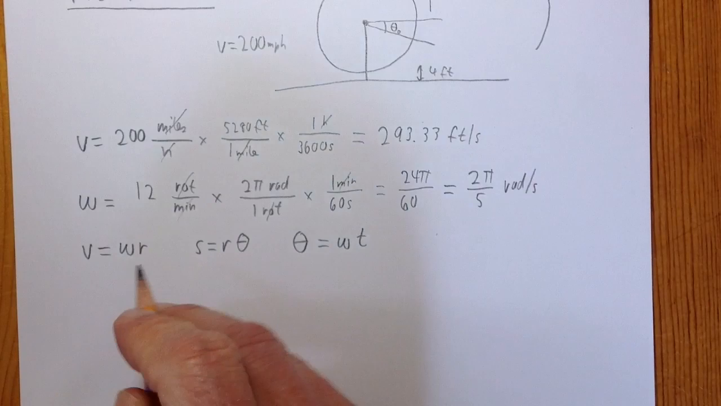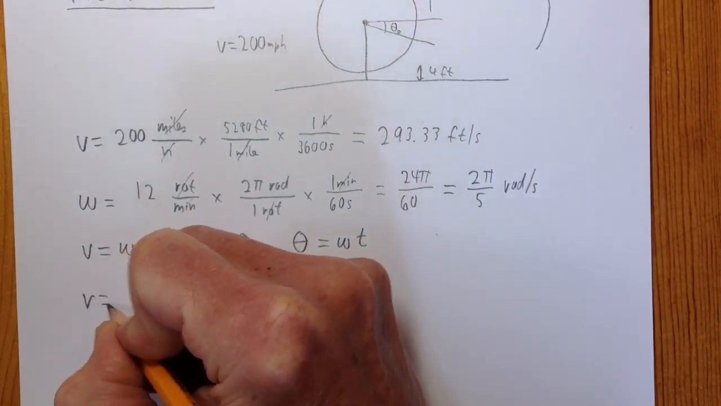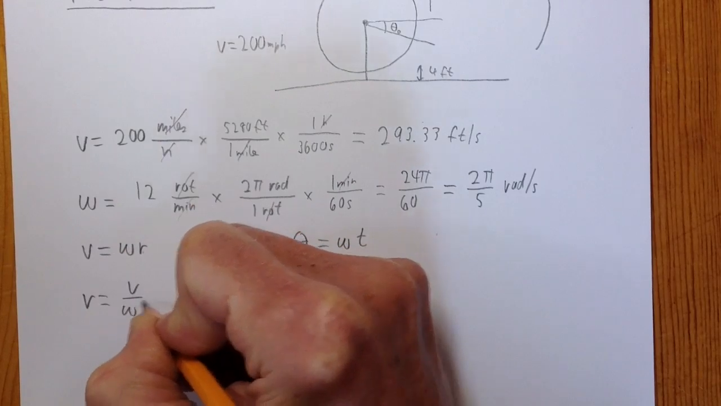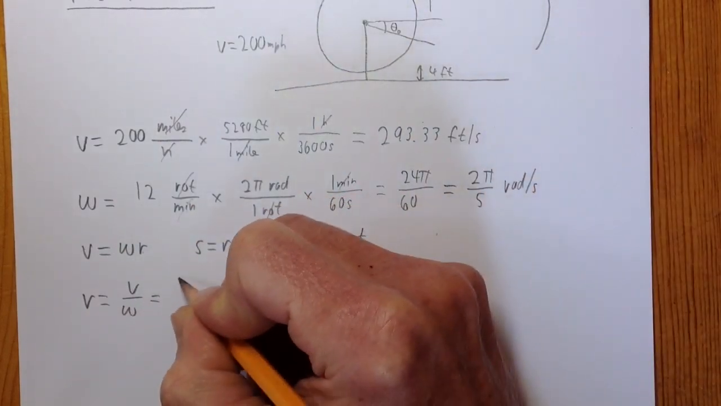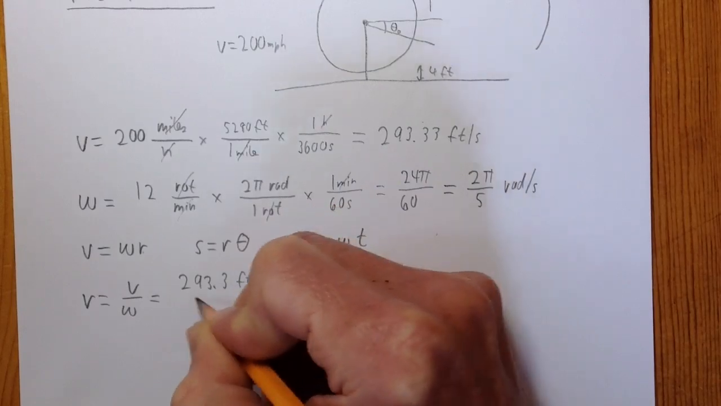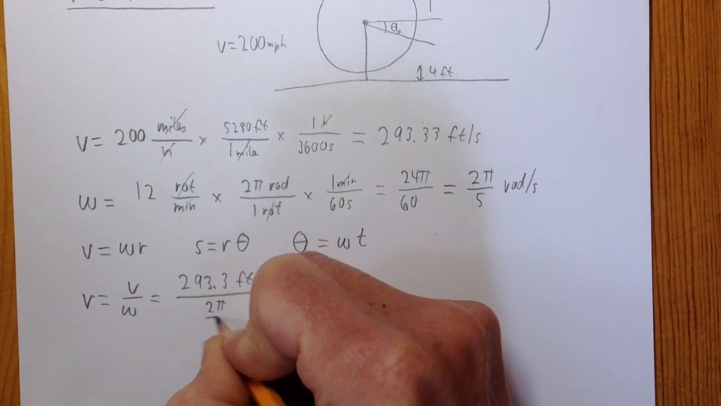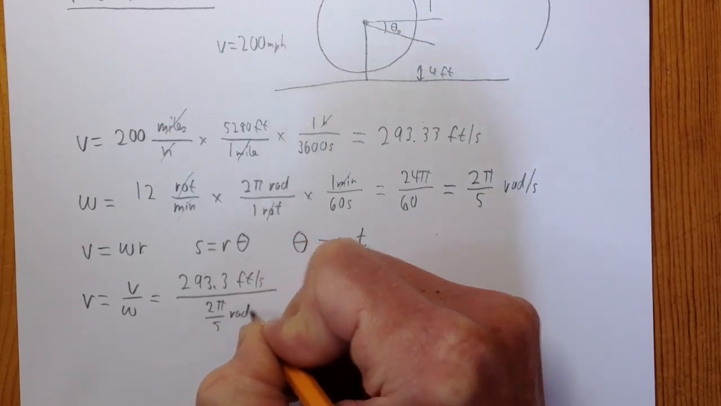We're going to use this one right here. We want the radius of our Ferris wheel. So the radius is v over omega. Our v is 293.33 feet per second divided by our omega, which is 2 pi over 5 radians per second.